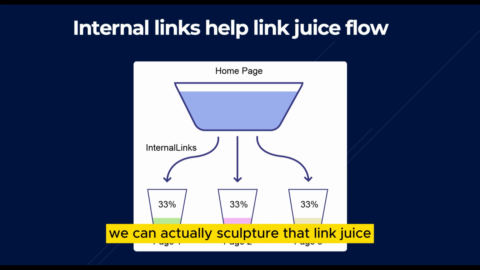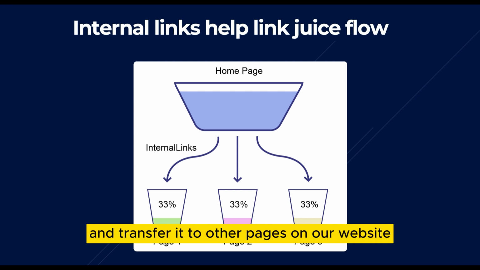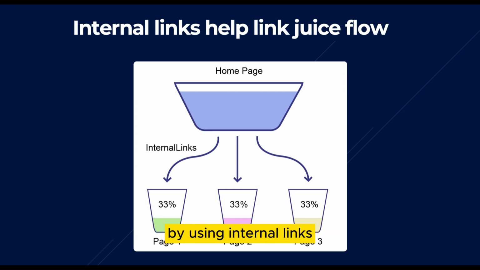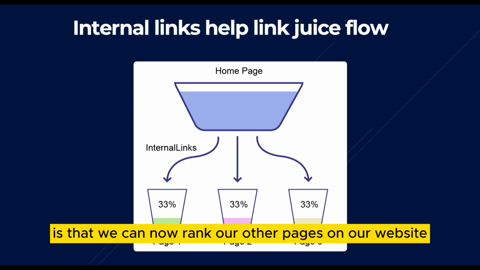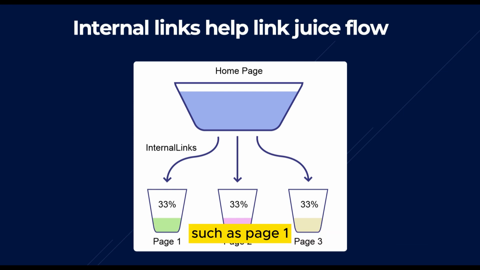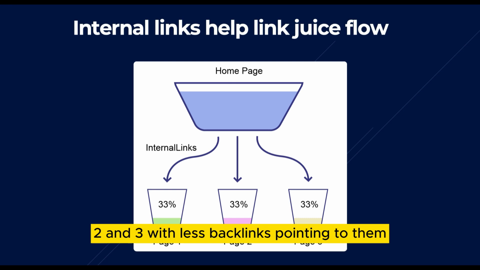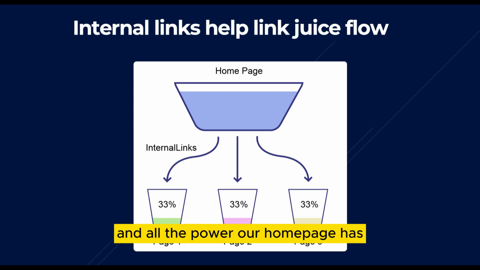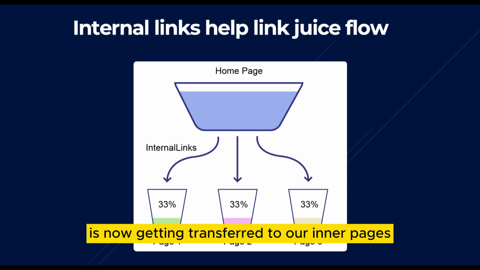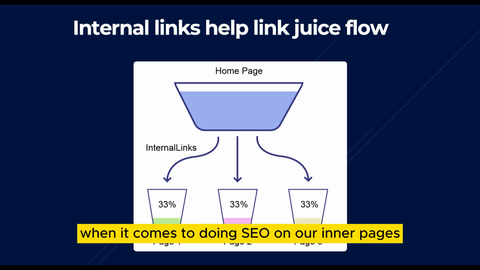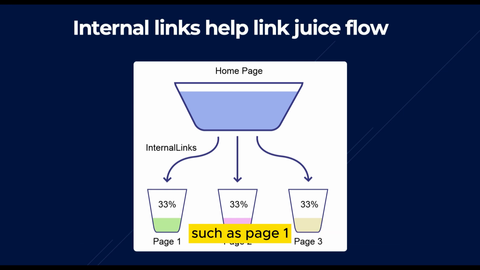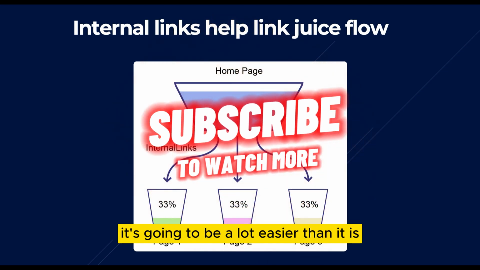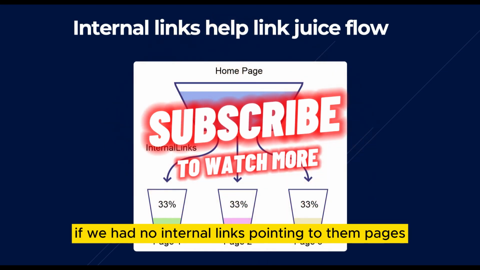We can actually sculpt that link juice and transfer it to other pages on our website by using internal links. The benefit of doing this is that we can now rank our other pages on our website, such as page 1, 2, and 3, with fewer backlinks pointing to them as we have internal links pointing to them. So as a result, all that authority and all the power our homepage has is now getting transferred to our inner pages on our website, which means when it comes to doing SEO on our inner pages, such as page 1, 2, and 3, as you can see for an example in this picture, it's going to be a lot easier than if we had no internal links pointing to those pages.